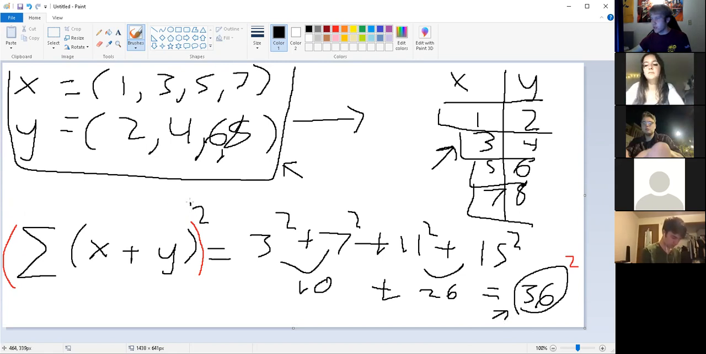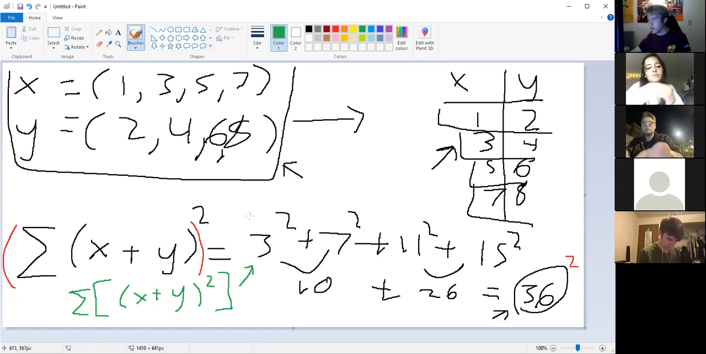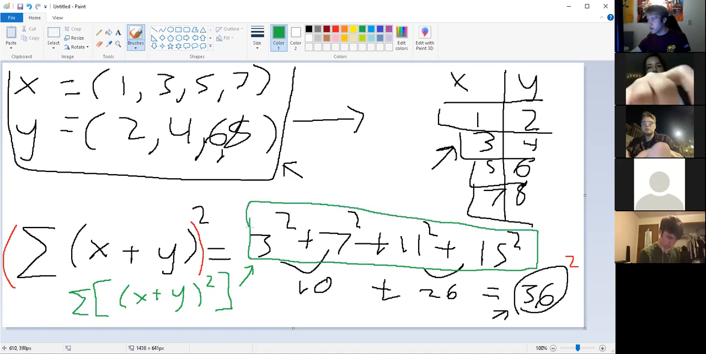But if the square is inside, let me think, how would I do that? So you have a summation where this green one would be this line of these. And then this green one would be the same thing if there weren't the square brackets, if that makes sense. Good to know.